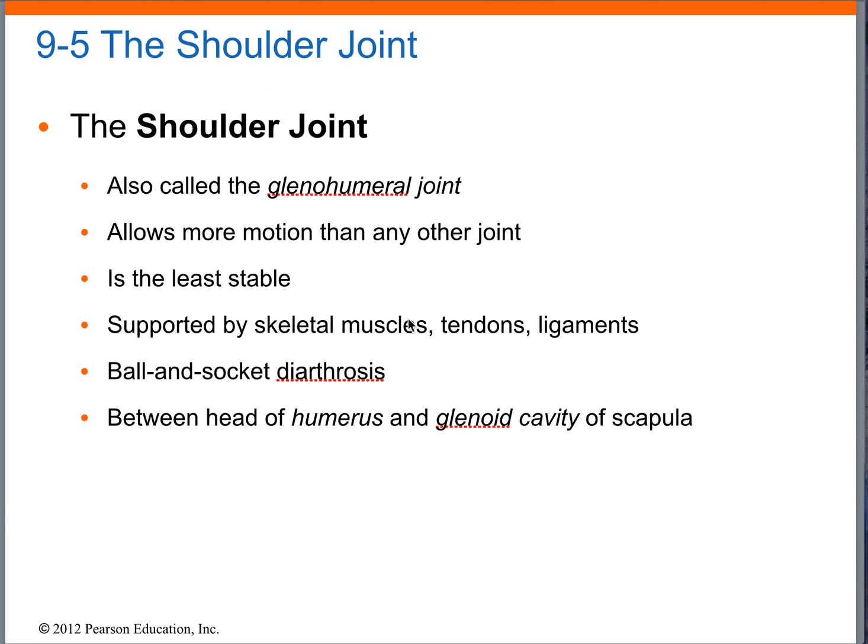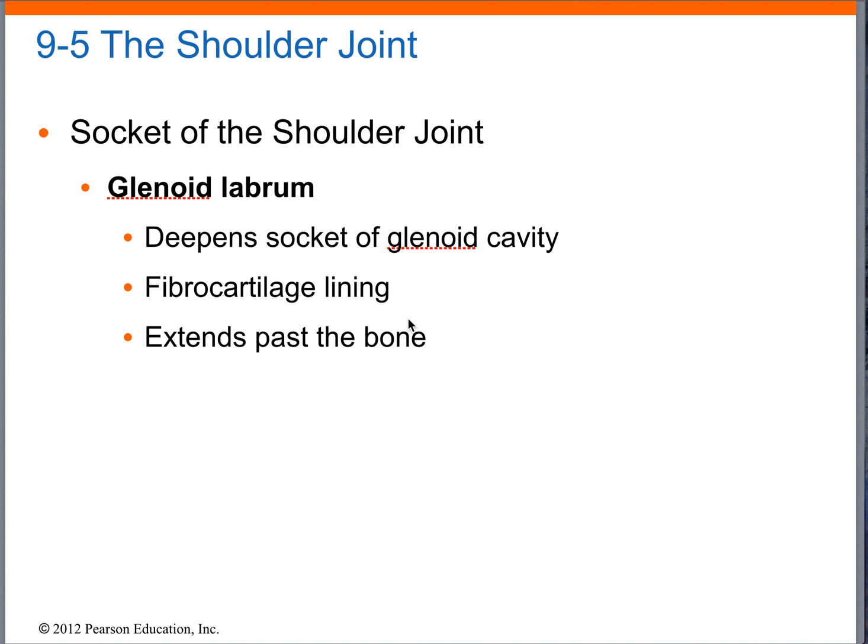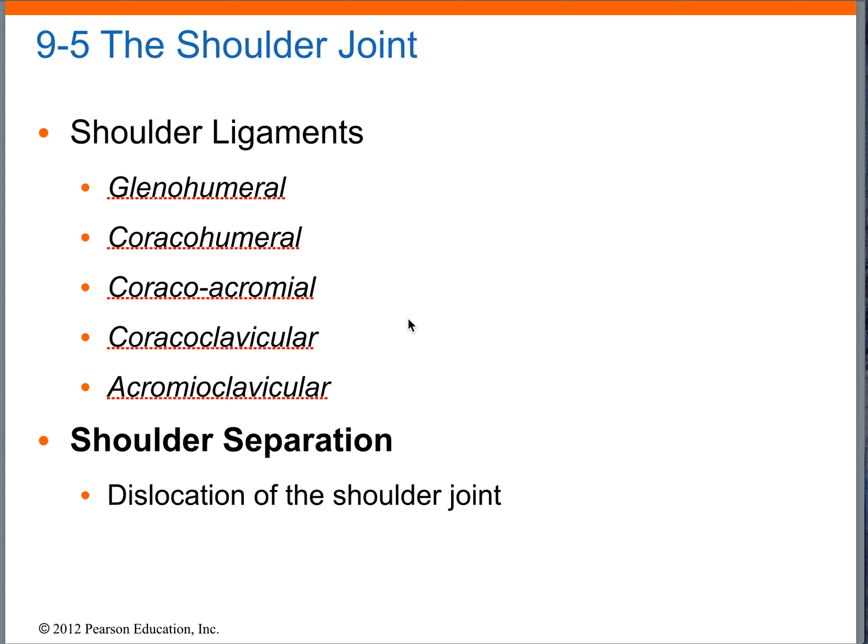Okay, let's do the shoulder joint. So we said it was ball and socket, diarthrotic synovial joint, right? Because it contains synovial fluid. What holds the synovial fluid? Bursa. Good. So glenoid labrum, and let's take a look at this.